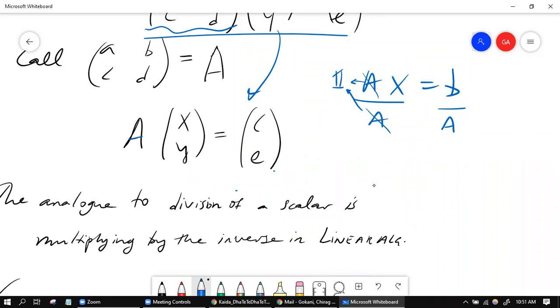So if I can multiply both sides by A inverse, then A inverse times A would give me the analogous 1, but that's what we call the identity matrix. Remember the identity matrix?